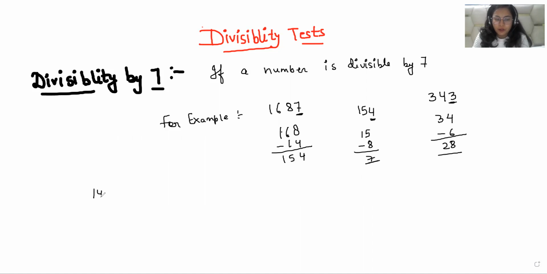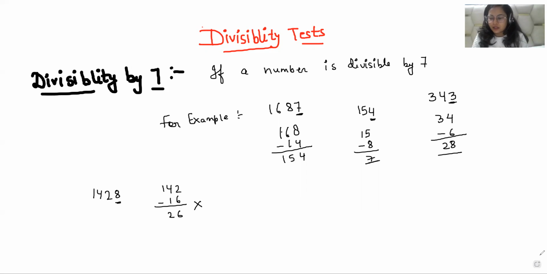Now you can check by yourself. 1428. So let's solve together. Take the unit digit 8, make it double, that is 16. 142 minus 16 is 126. It's a tens digit. 26 does not come in the table of 7, it is not divisible by 7. So the number 1428 is not divisible by 7.